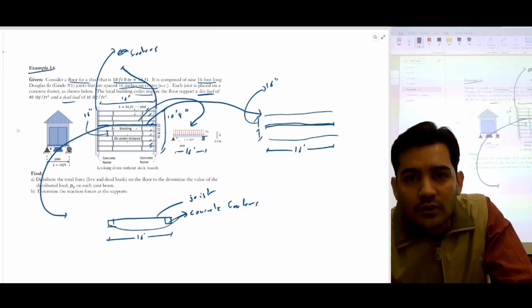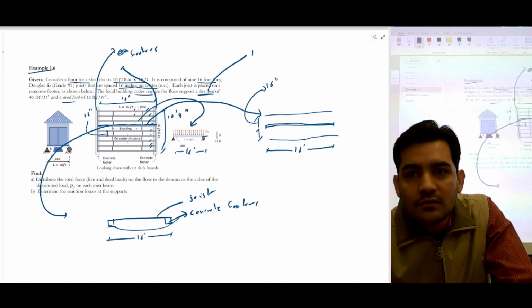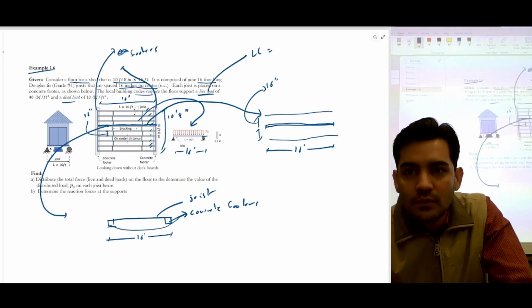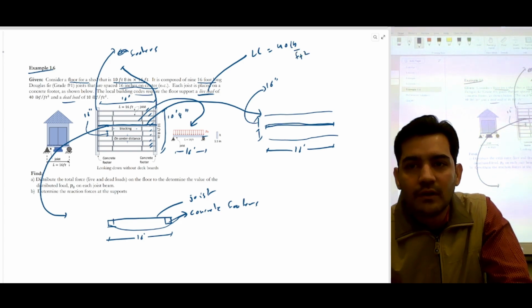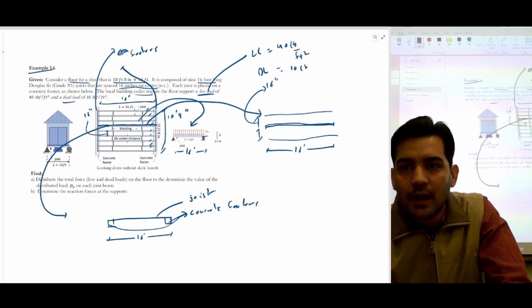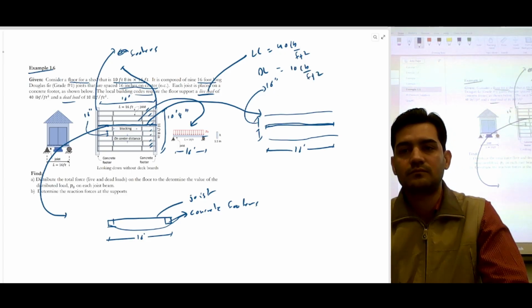And there is a load. There is a live load, which is 40 pound per feet square. And then there's a dead load, which is 10 pound per feet square.